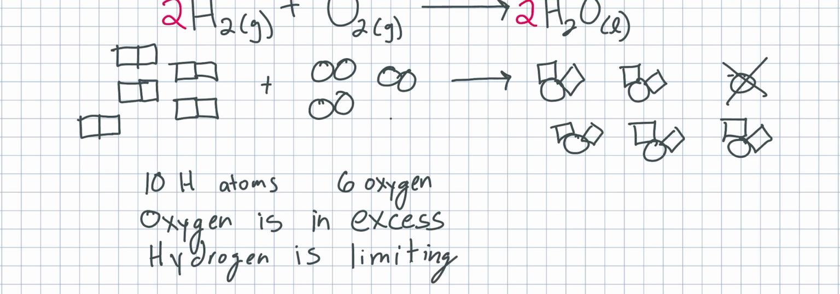It's the one that determines how much is made. I run out of it first. It's important to know what your limiting reactants are, because just because you have so much of each substance doesn't mean it's all going to work out. So we need to figure out what our limiting reactant is. That's what's going to determine what our theoretical yield of product is.